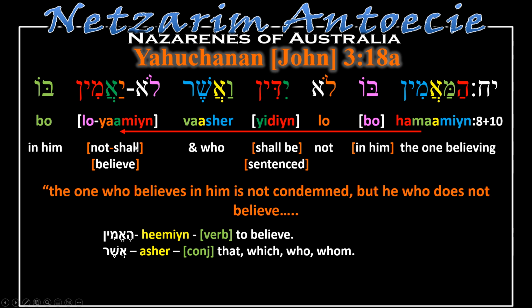Ya'amin, not shall believe, because that's the imperfect with the yod, and amin means to believe, because the root is he'amin, but the hey dropped off because hey is a weak letter. So we have to get used to those sort of things. It's a verb to believe. So the yod tells us it's an imperfect, so it means shall believe, not shall believe. Bo, in him. So the one who believes in him is not condemned. That's the translation, or sentenced, right? But he who does not believe.